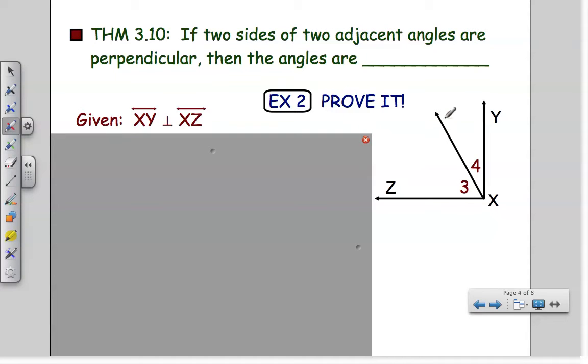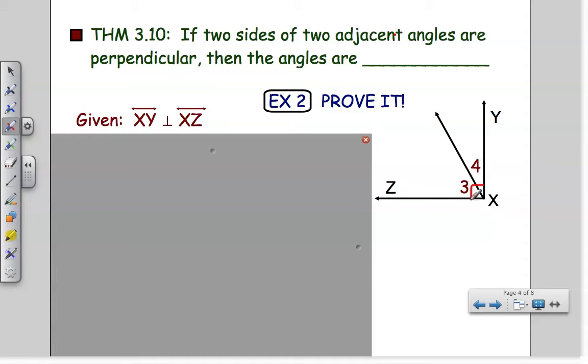They share this ray. And it says the two sides are perpendicular, meaning these outside sides here are perpendicular. So I'm going to put that right angle mark there. We know that perpendicular means they meet at a right angle. Well, what do you know about these two angles then? Angles 3 and 4, these adjacent angles.